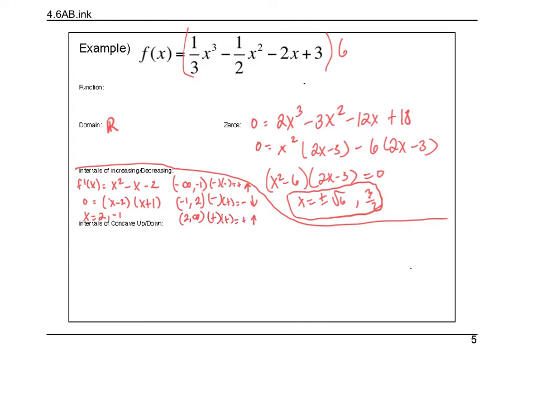So I can conclude that if I go from increasing to decreasing and the transitional moment is at -1, then I have a maximum there. And then I go from decreasing to increasing at 2, so I have a minimum.